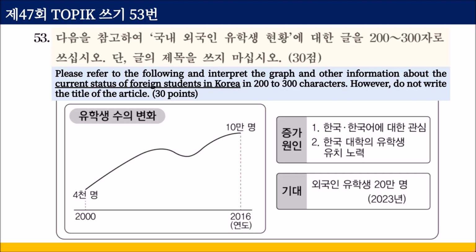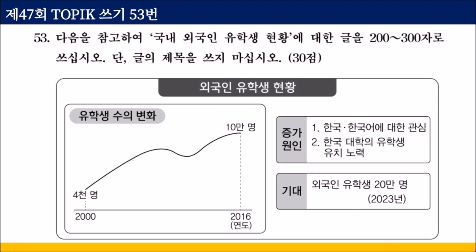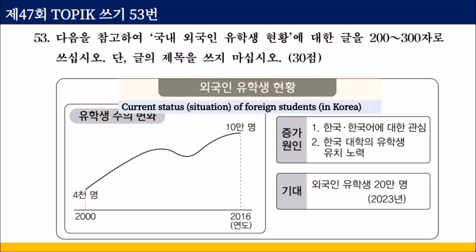Actually, item number 53 of the writing examination portion of the Test of Proficiency in Korean will require you to interpret this graph and the information that was provided using a Korean paragraph, basically, in 200 to 300 characters. Now, in front of us here is about the current status or situation of foreign students in Korea. So that is where we will start. 외국인, 유학생, 현황. Current status or situation of foreign students in Korea.